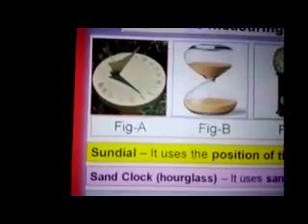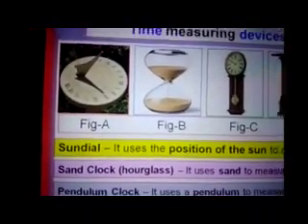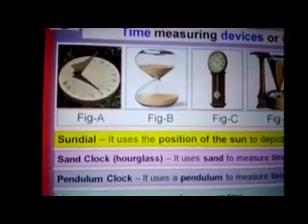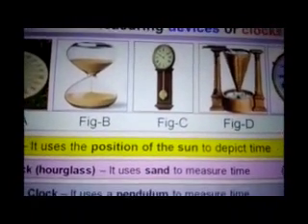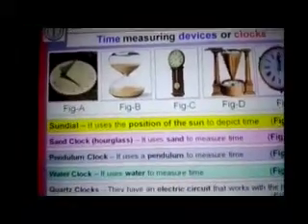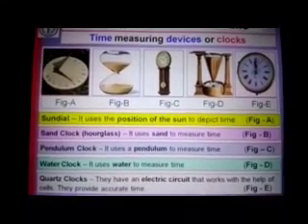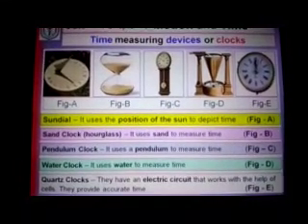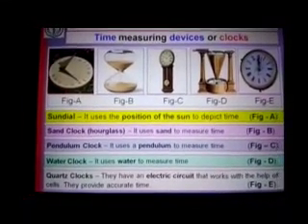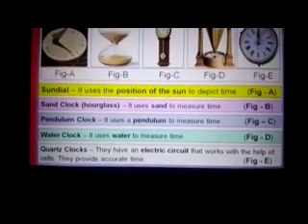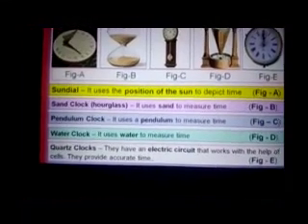Sundial clock. The first diagram indicates the sundial. It uses the position of the sun to determine the time. Whereas by using sand in the sand clock, we measure the time. The next one is the pendulum clock. It uses a pendulum to measure time. In the fourth diagram, we use water for measuring the time in the water clock. The last one is the quartz clock. It has an electric circuit that works with the help of cells. It provides accurate time.